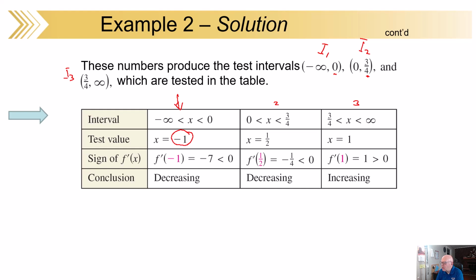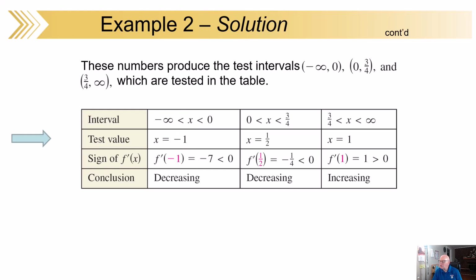In the second interval, we need something between 0 and 3/4. Well, 1/2 is an easy one to pick. So pick that one. And in the third interval, 3/4 to positive infinity, we could have chosen a 9 if we'd liked. 1 is in there, and it's easy to work with. So those are our test values.